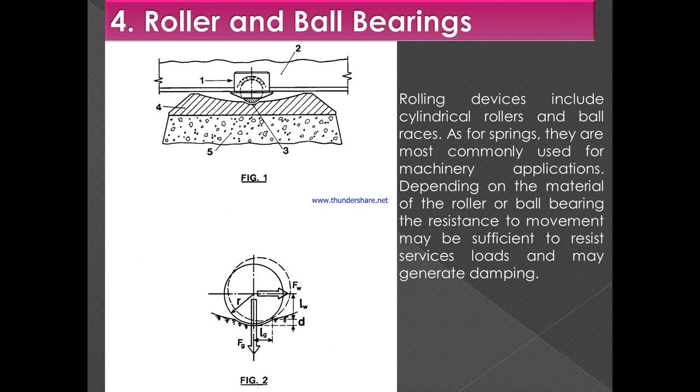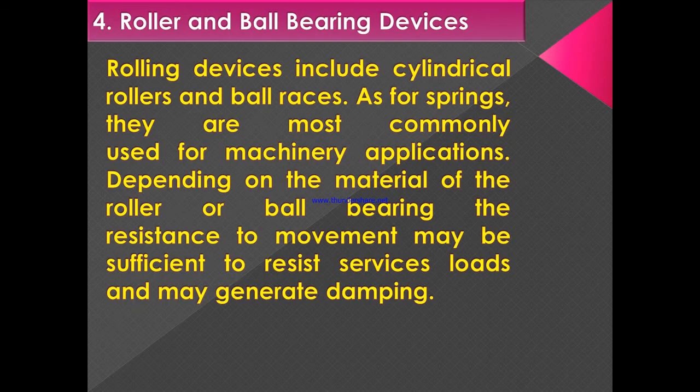Next is the roller and ball bearing. These include cylindrical rollers and balls, and like springs they are most commonly used in machinery applications. Depending upon the material of the roller or ball bearing, the resistance to movement may be sufficient to resist the service loads and may generate damping. These are the theoretical parts of the roller and ball bearing that we have seen.